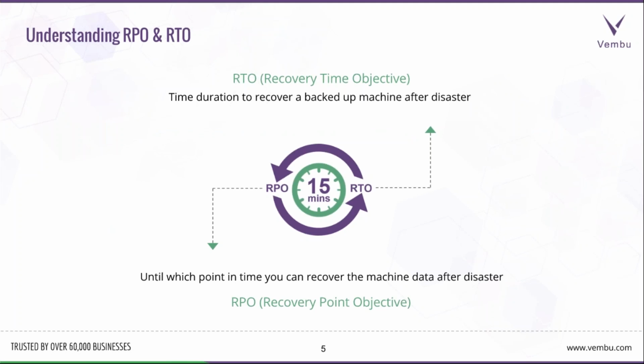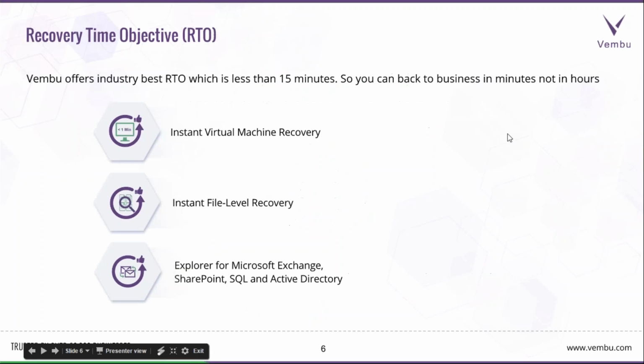Before we get into the product, when we speak about disaster recovery, we need an understanding of what RPO and RTO are. RTO, recovery time objective, is the time duration taken to recover a backed up machine after the disaster. With Vembu VMBackup, you can achieve an RTO of less than 15 minutes. And RPO, recovery point objective, is up to which point you can recover a machine after the disaster.